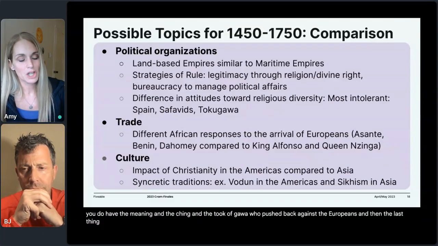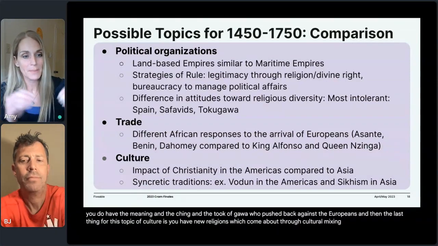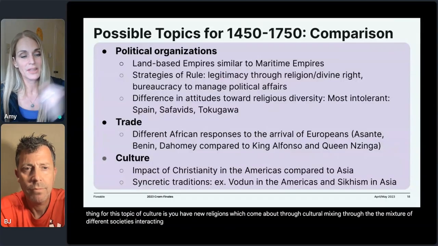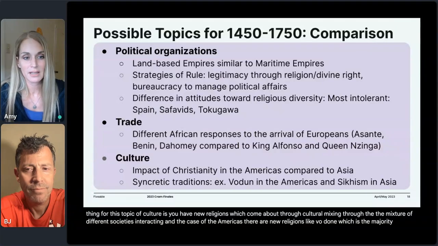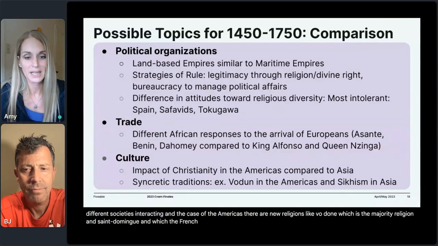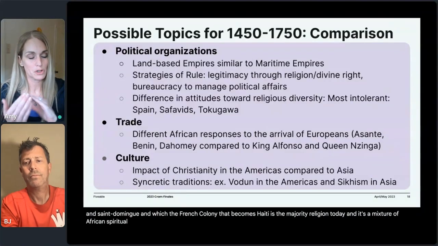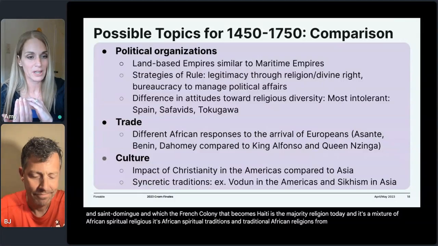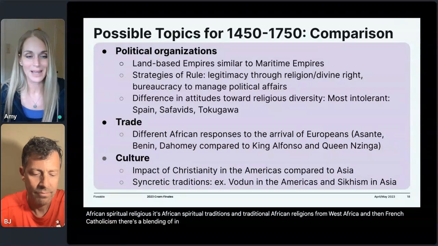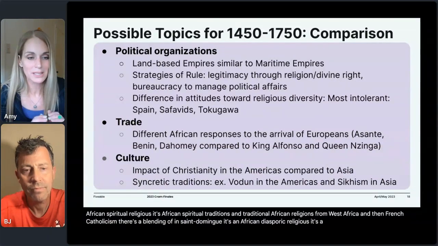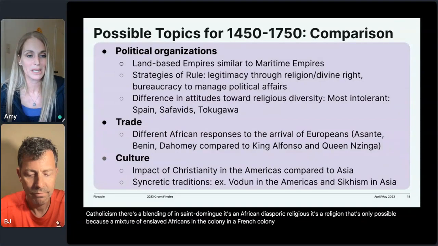And then the last thing for this topic of culture is you have new religions which come about through cultural mixing, through the mixture of different societies interacting. In the case of the Americas, there are new religions like Vodun, which is the majority religion in Saint-Domingue, the French colony that becomes Haiti. And it's the majority religion today. It's a mixture of traditional African religions from West Africa and French Catholicism. There's the blending in Saint-Domingue. It's an African diasporic religion, a religion that's only possible because of a mixture of enslaved Africans in a French colony in the Caribbean at this time period.